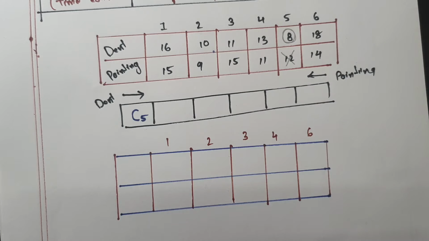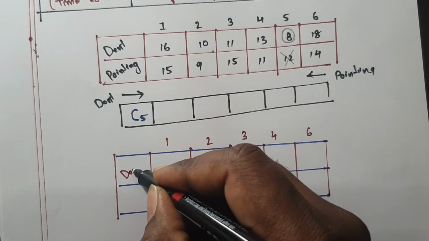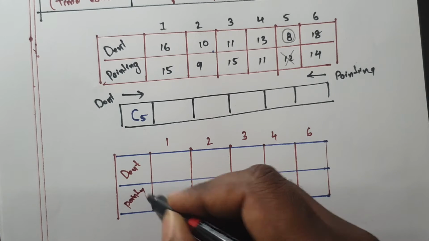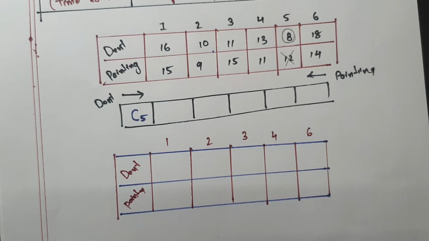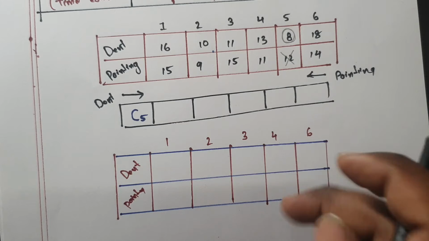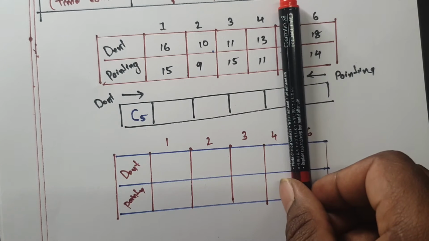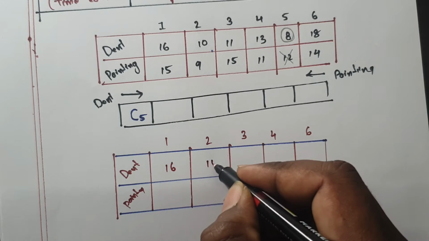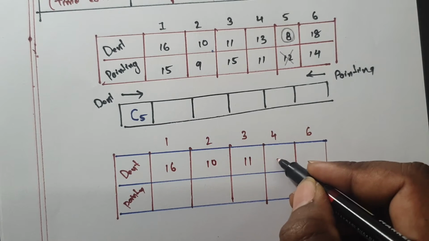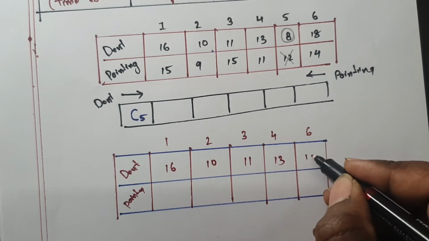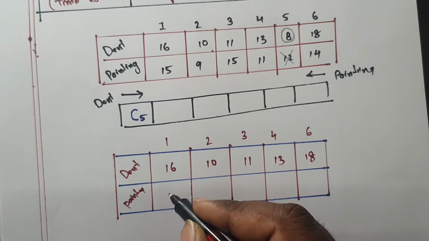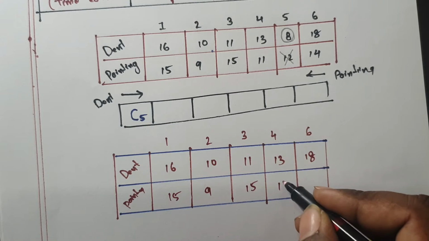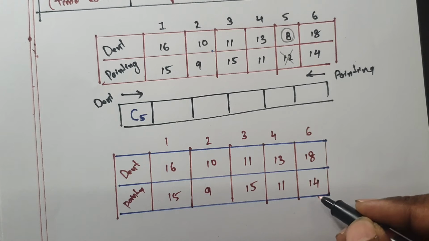In that box, first I have to write denting, then painting. After removal of this column, whatever is left, you have to write. So what is left? 16, 10, 11 and here 13, then 18. Next one is 15, this is 9, this is 15, this is 11 and this one is 14.